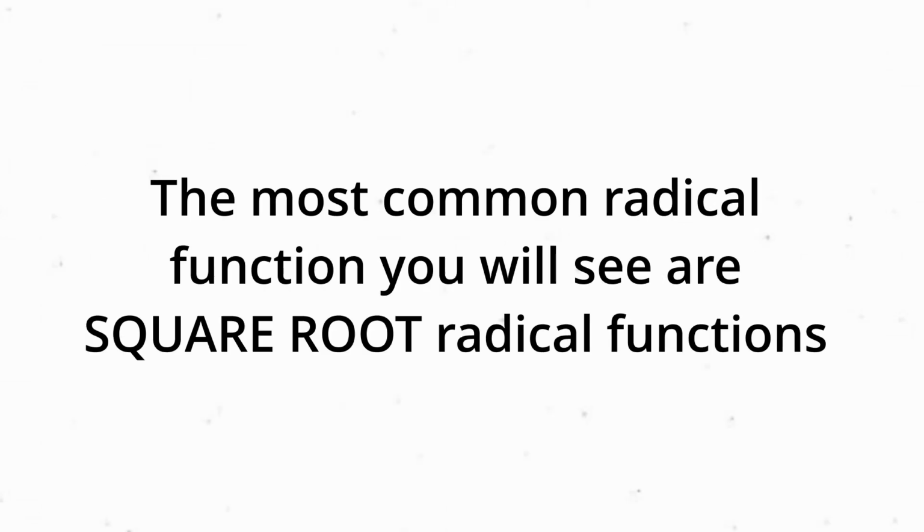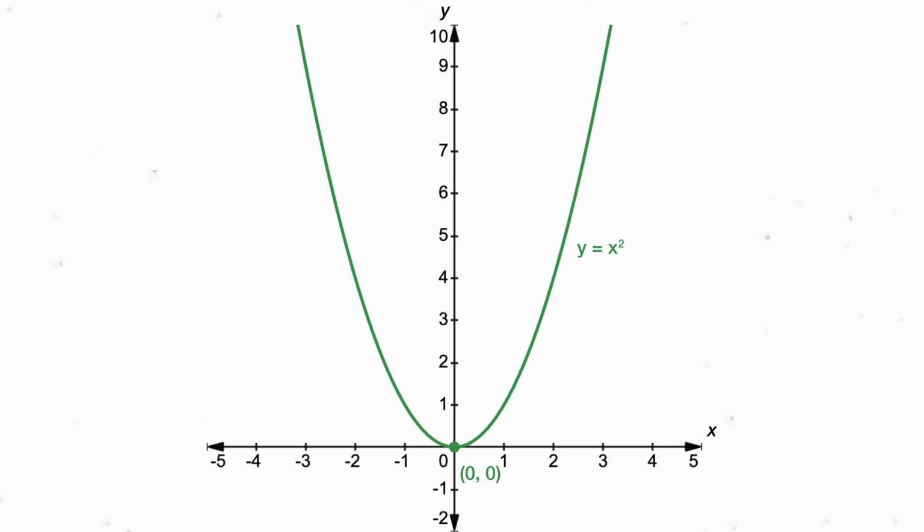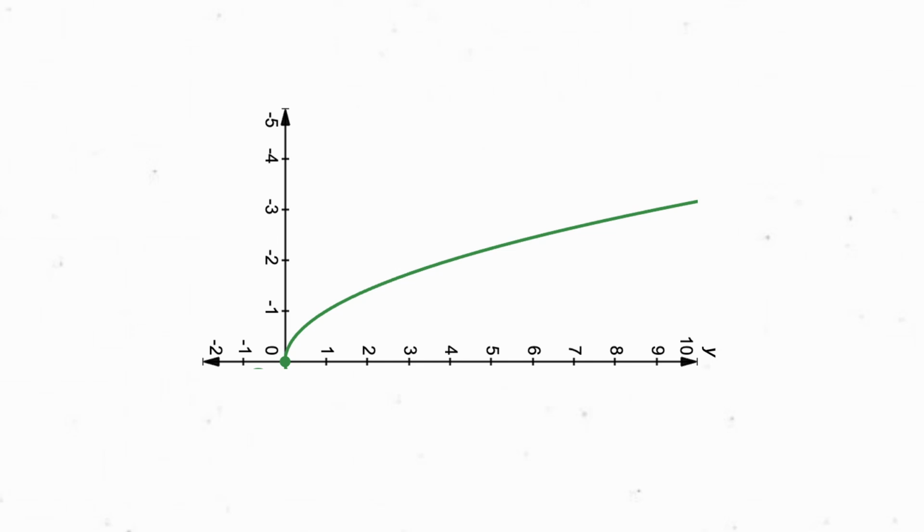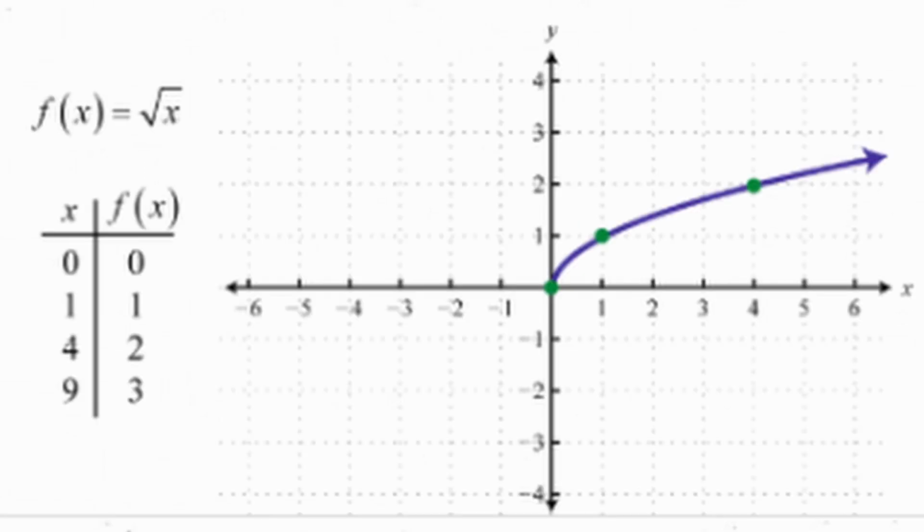The most common radical function you will see are square root radical functions, which look like this. Square root functions are the inverse of quadratic functions, which means the graph looks like a quadratic function turned 90 degrees and cut in half to follow the vertical line test. If that's too complicated to understand, just know that the parent square root function looks like this, and you'll be set for life.